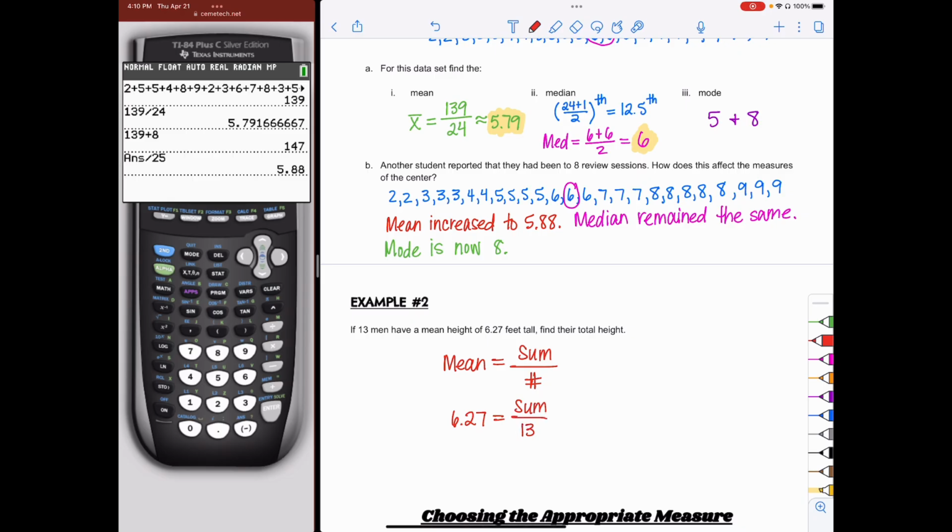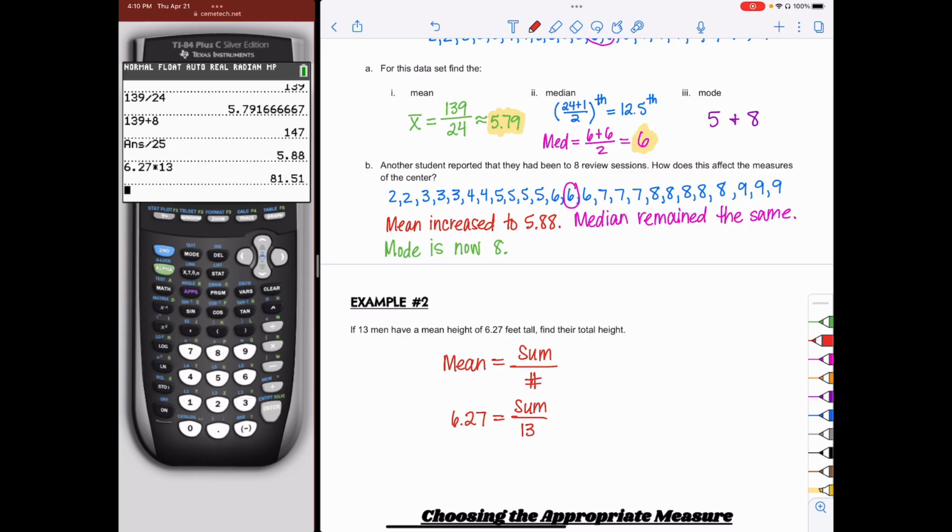So in order for me to find my total height, they're basically telling me to find the sum. All I have to do is multiply both sides by 13. So here I know that my sum is going to be 81.51. That is my sum here. That is the total height of all of them. So that is my answer there.